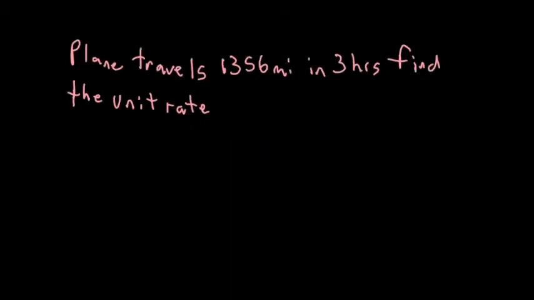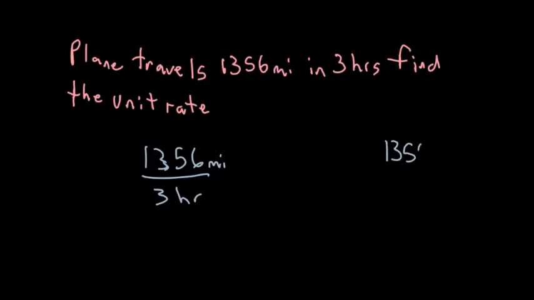Alright, so now I have a plane that travels 1,356 miles in 3 hours. Find the unit rate. So we got 1,356 over 3 hours. So again, you're going to have to divide by the denominator. So we're going to do 1356 divided by 3.